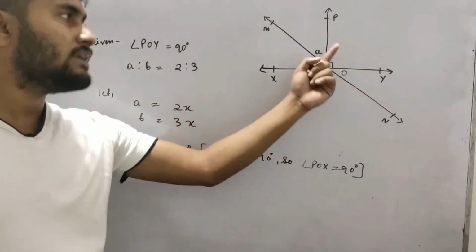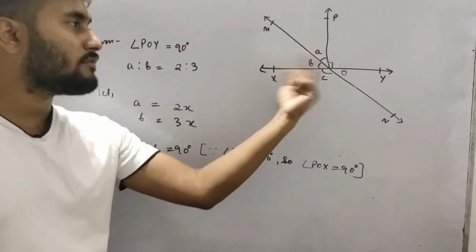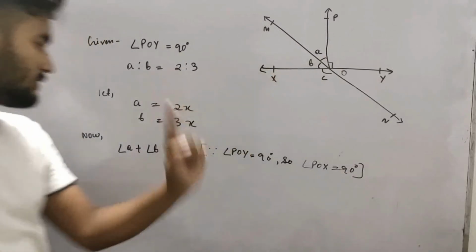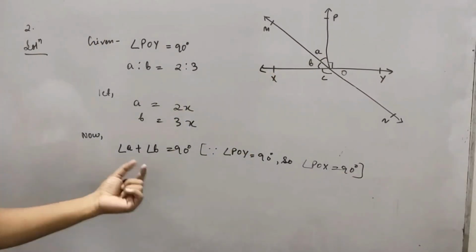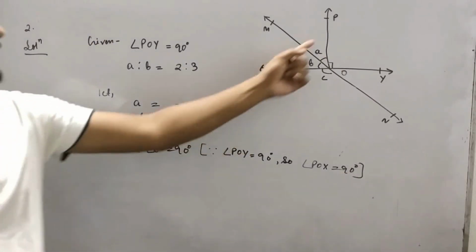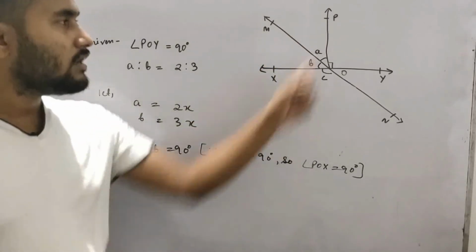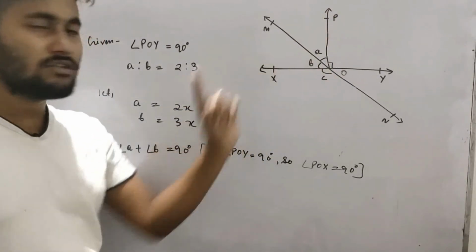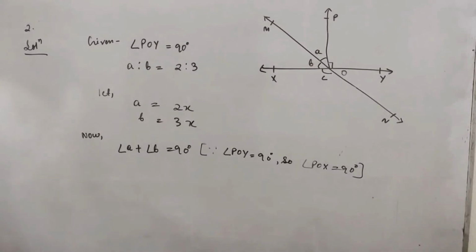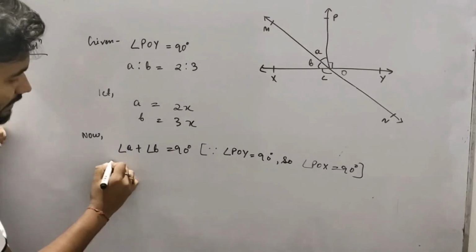That if this part is 90, this part is also 90. What is the name of this part? POX. And what is POX? I can write like that, right? A plus B, this plus this will be 90 degrees. Total POX is this plus this, or not? So A plus B is 90 degrees. So what is the value of angle A?